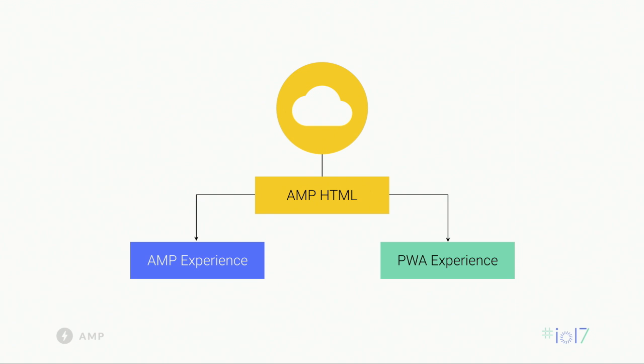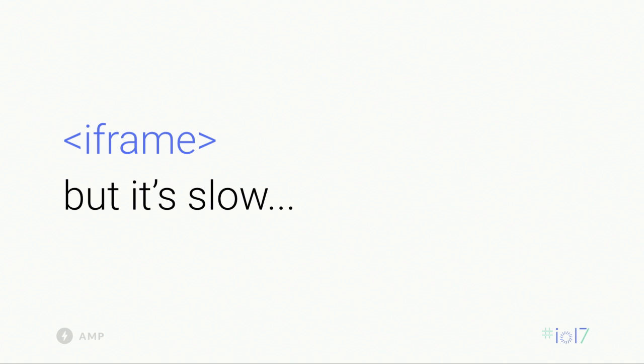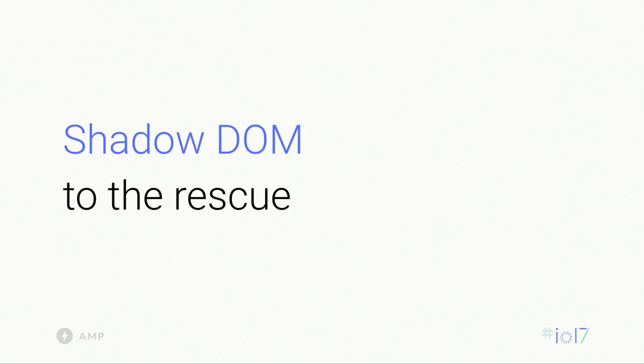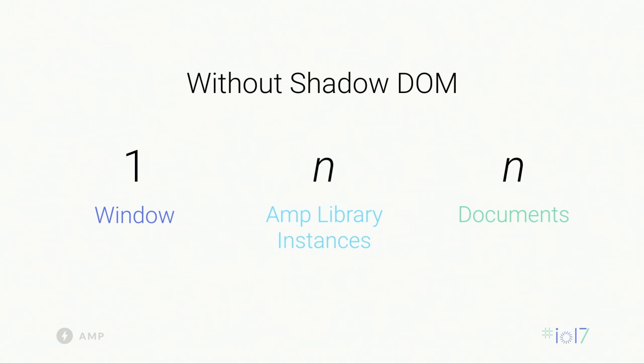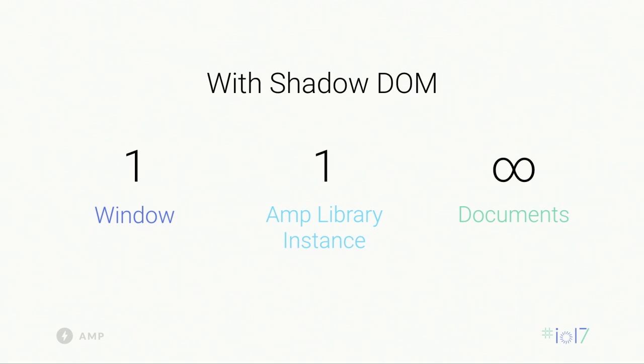Now, one way to do this is to build an application shell and then use an iframe. But iframes are slow. And what we do instead, because we trust the content, it's our own content, we use Shadow DOM. So how does this look? Without Shadow DOM, you get one window for every iframe that I initialize, an AMP library instance, and then a document. So lots of overhead to initialize the AMP library over and over and over again for every iframe. But with Shadow DOM, you just have one window, one library instance that we call Shadow AMP at the top of the page, and it simply connects to lots of documents and renders them out. So that's a much cleaner flow.